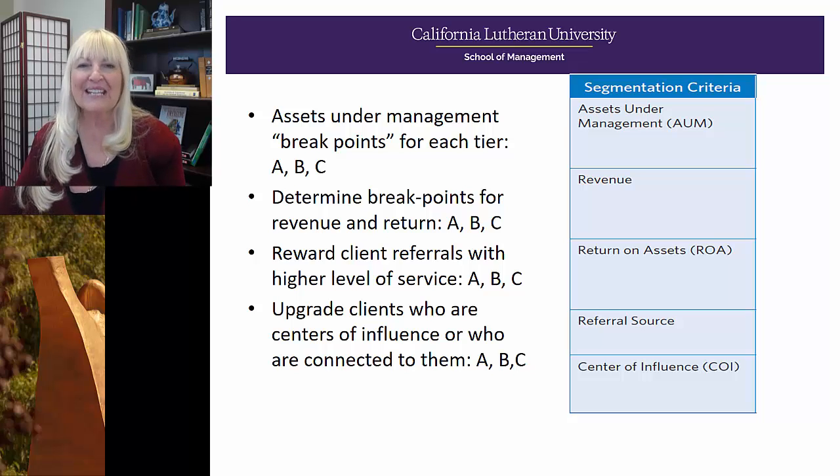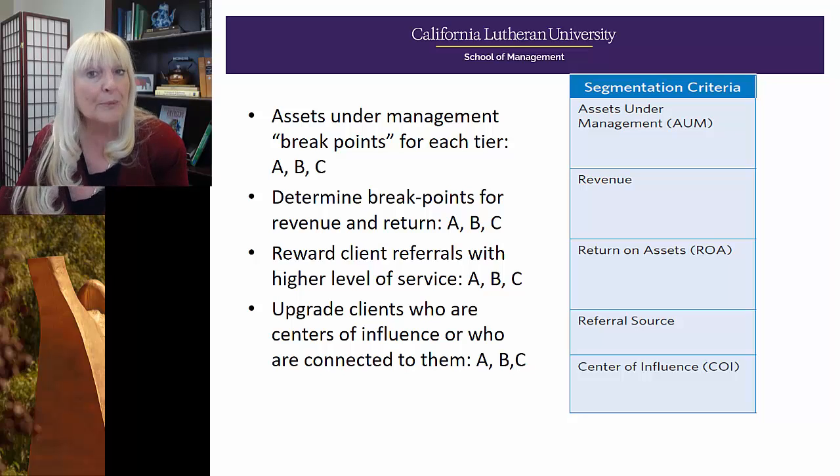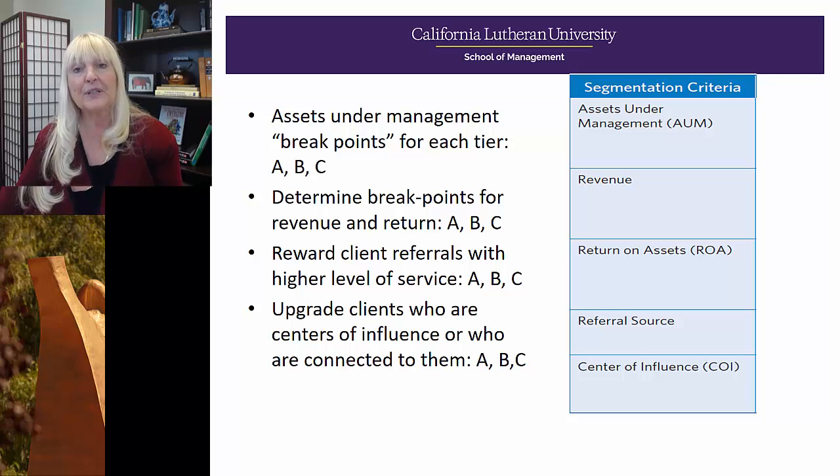Now, in this particular example, it's just one of the ways that you can do it. You've probably heard of the ABC clients. Some firms have D clients too. Some firms use a 1, 2, 3 strategy. But the idea is determine what assets under management you want for each level, maybe how much those assets earn for you and bring into the firm.